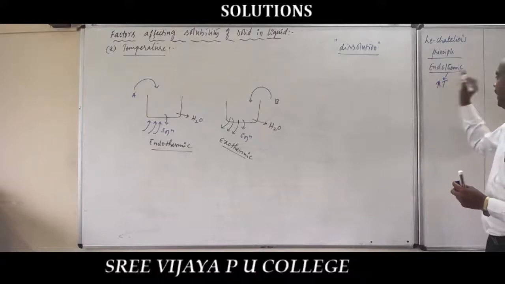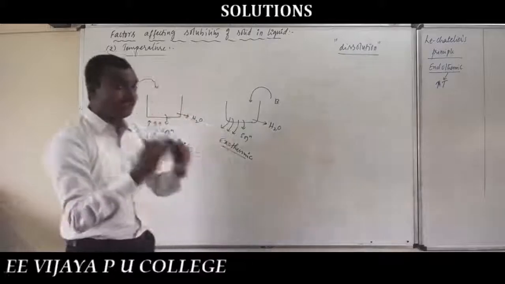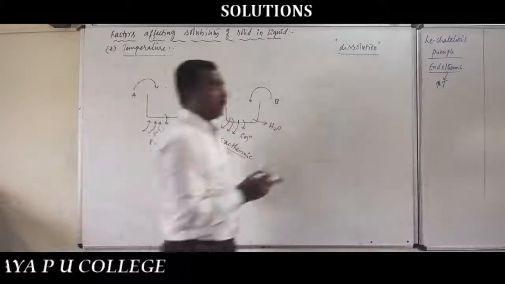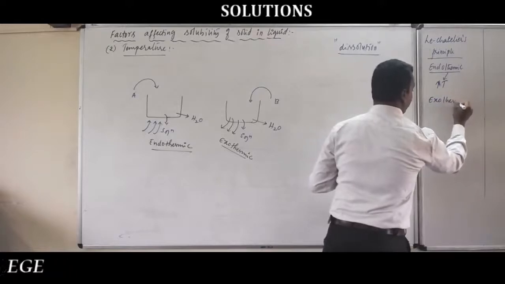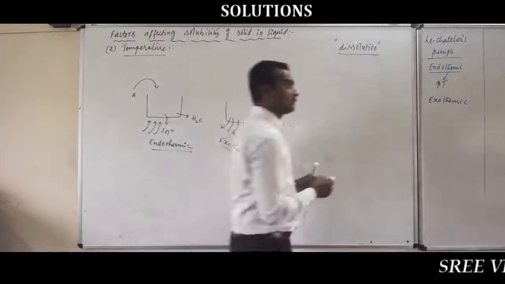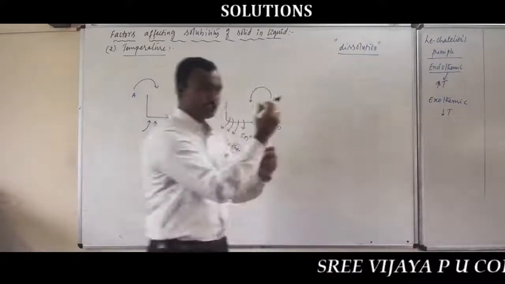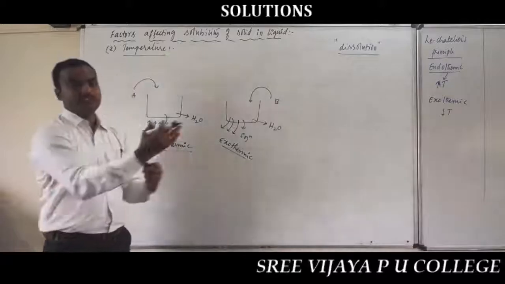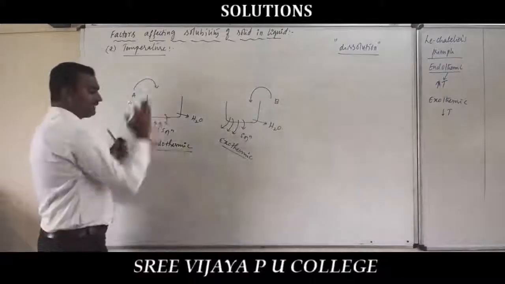When the process is endothermic, increasing the temperature makes the process easier. According to Le Chatelier's principle, if the process or reaction is exothermic, the favorable temperature is low temperature. We have to reduce the temperature so that the reaction goes forward. So that is one of Le Chatelier's principles.